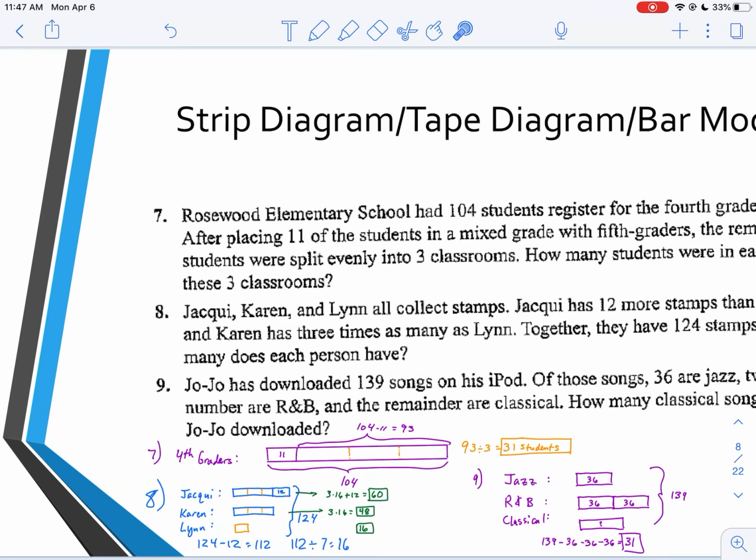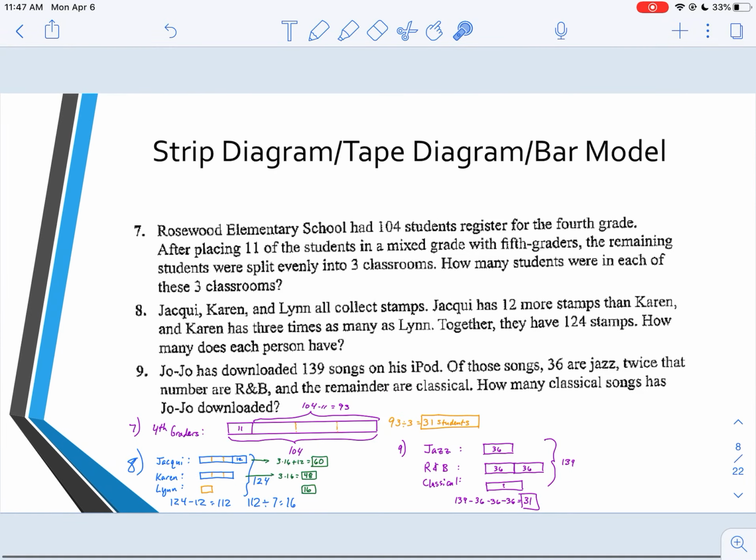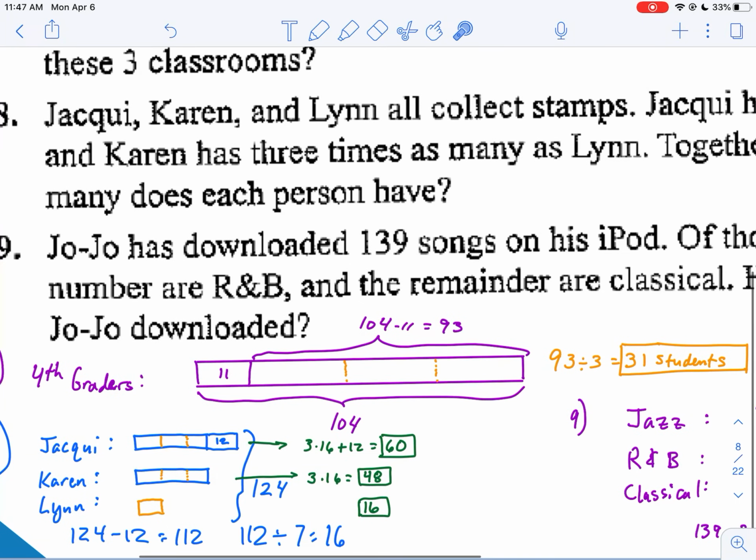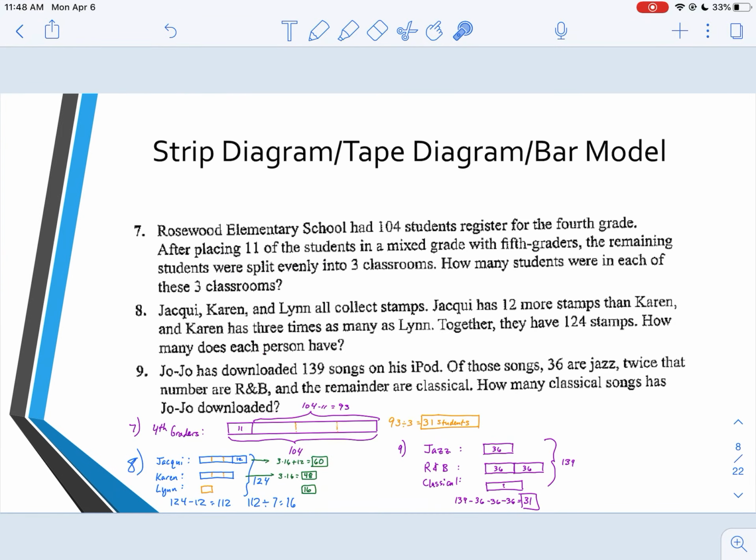Lynn then was, Karen had 3 times as many as Lynn, so I had to chop Karen's into thirds to get Lynn's. Okay, and we knew that all together they have 124 stamps, and so if I know that all together they have 124, I see I have 1, 2, 3, 4, 5, 6, 7 pieces that are all the same, and then these 12. So I subtract the 12 to get 112, divide that by 7 to get 16. And then from there, if I know each little box is 16, I can just multiply 3 times 16 plus 12, 3 times 16, and then 16. So we see these are the stamps they each have.